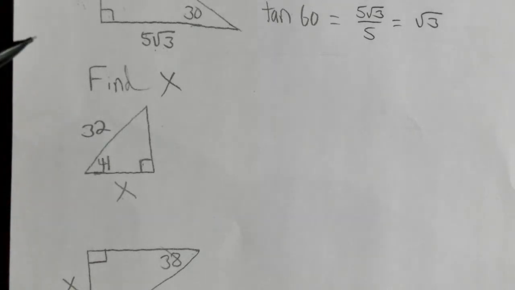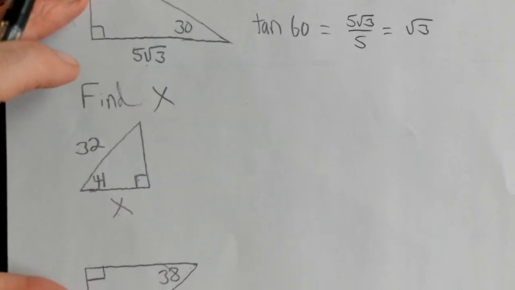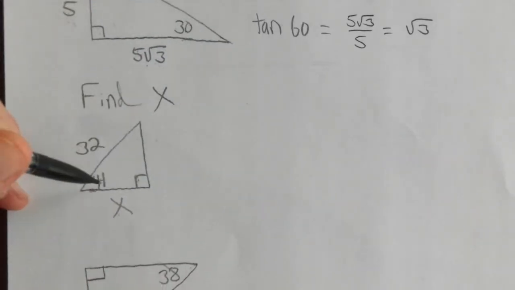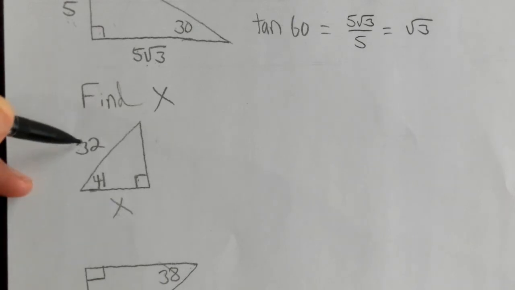It's got to be a right triangle. If it's not a right triangle, then you can't use these equations. All right? So it's a right triangle. They've given me one angle here, which is 41. They've given me x, which is what I'm trying to find, and they've given me this as a 32.